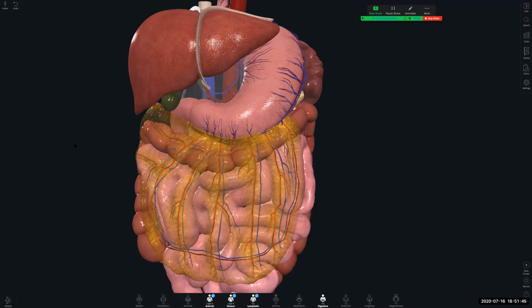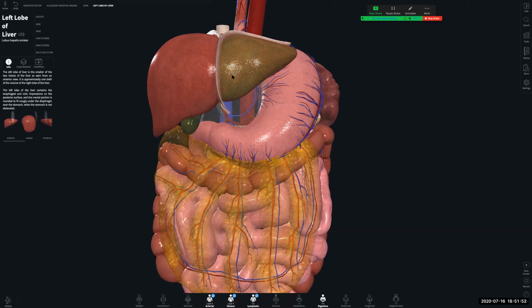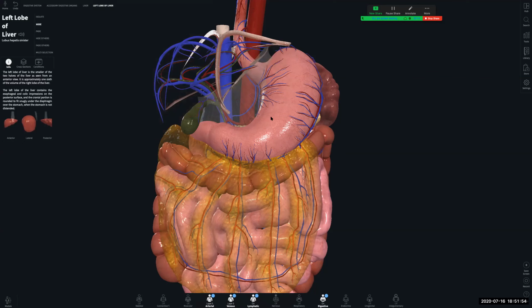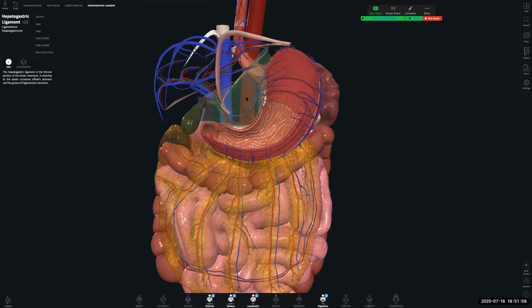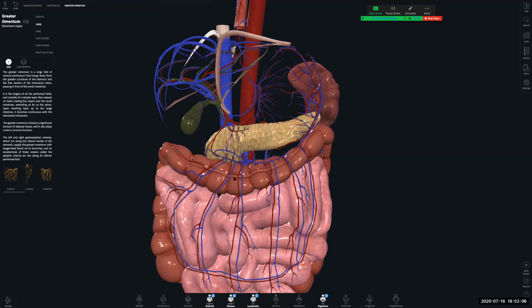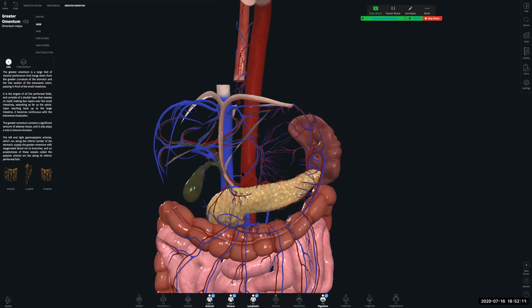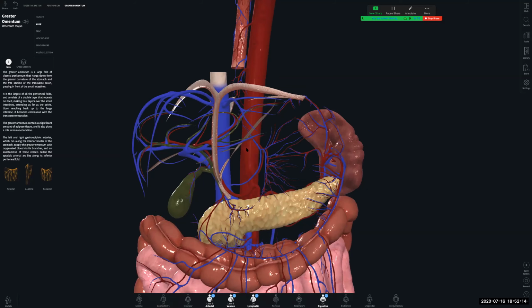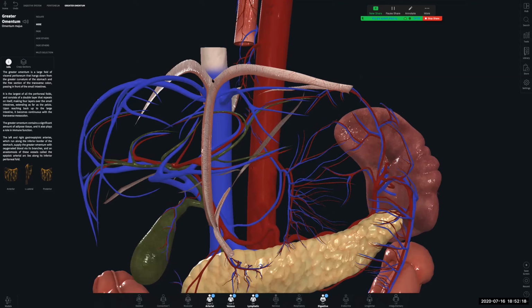I want to show you the same thing on this Complete Anatomy model. I'm going to have to remove some digestive organs in order to show you those blood vessels. Okay, so here we have the abdominal aorta and the inferior vena cava.